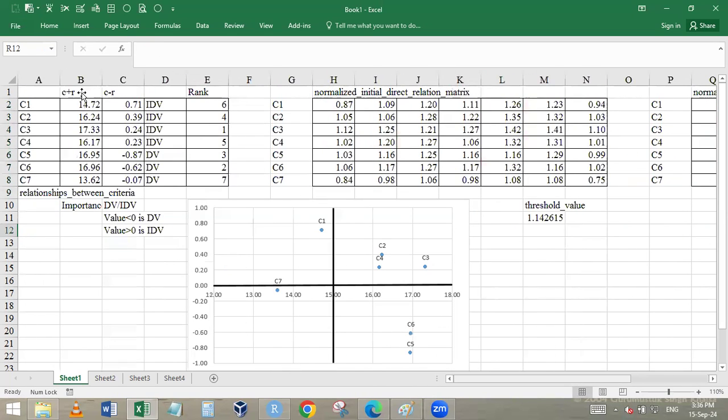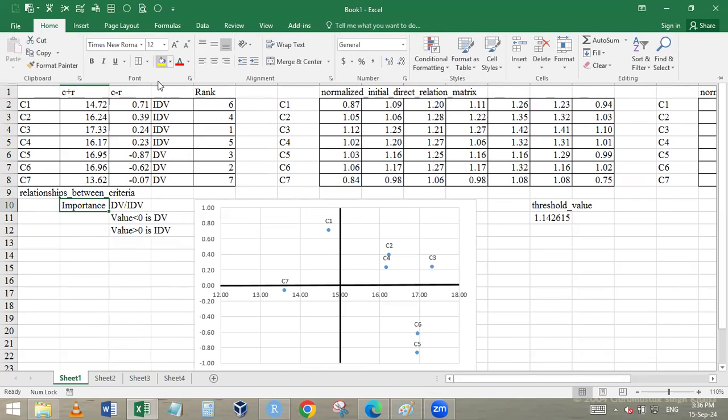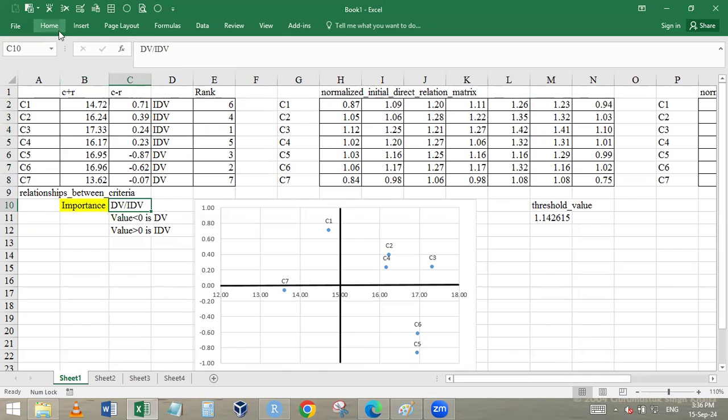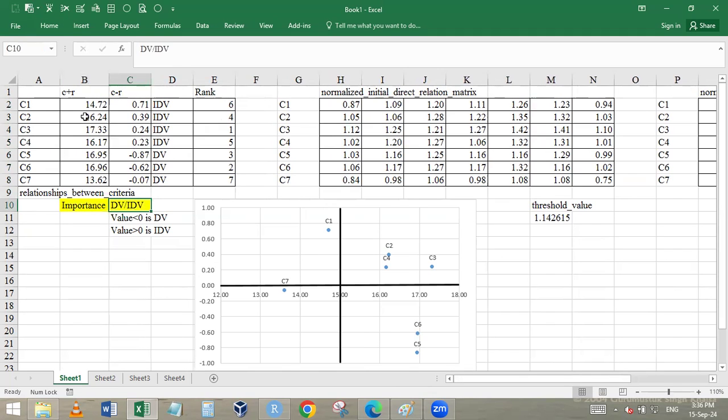What is the first table? C plus R, C minus R. It gives me the DV, IDV, and the importance. So first thing is this particular thing. I had the two research questions, and both things: who are the DV, IDV, what are the critical success factors, independent variable, important, all are answered by this table whose name is relationship between the criteria. This table answers all of them.